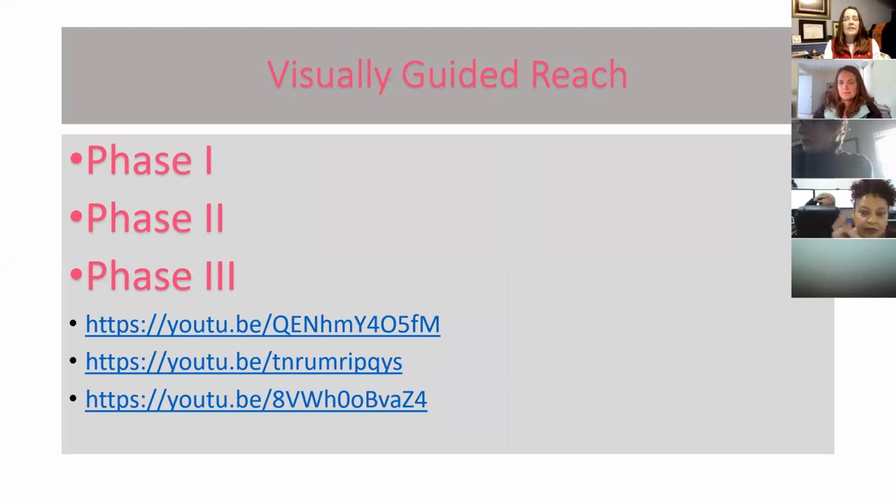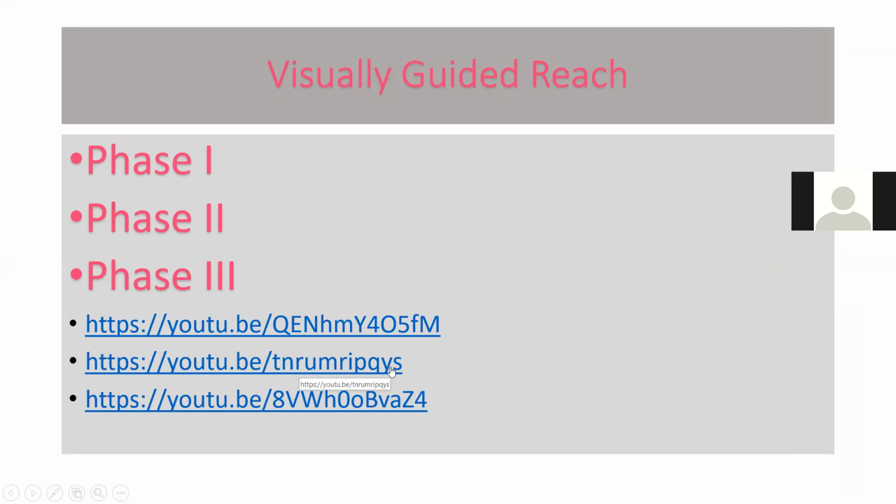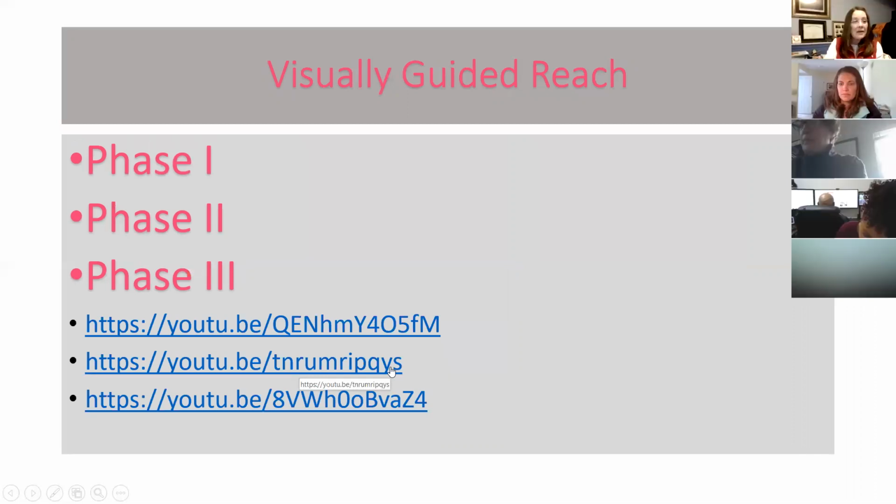All right, visually guided reach. Visually guided reach simply means I'm going to look at something and I'm going to reach out for it and pick it up and hold it in my hand and manipulate this thing. I'm using my vision to find something and then grasp it.